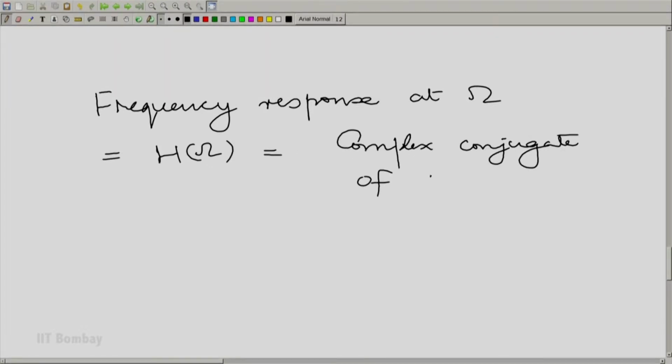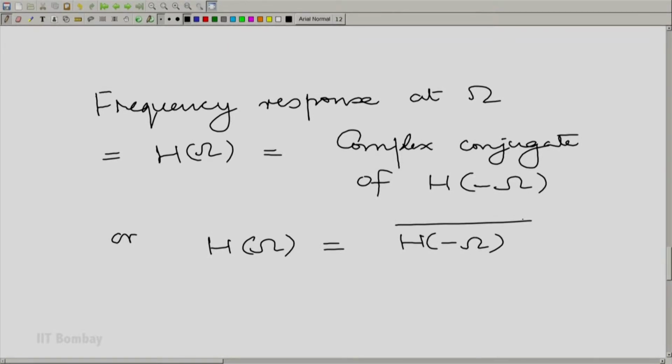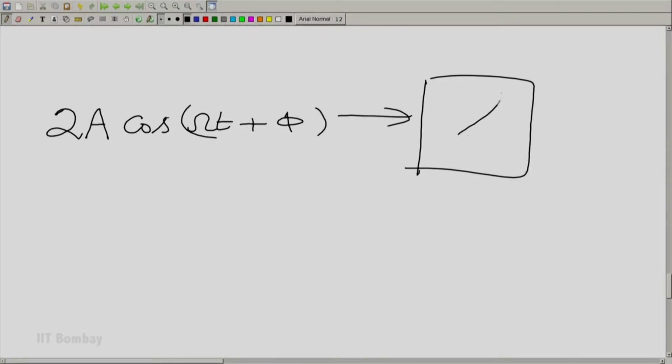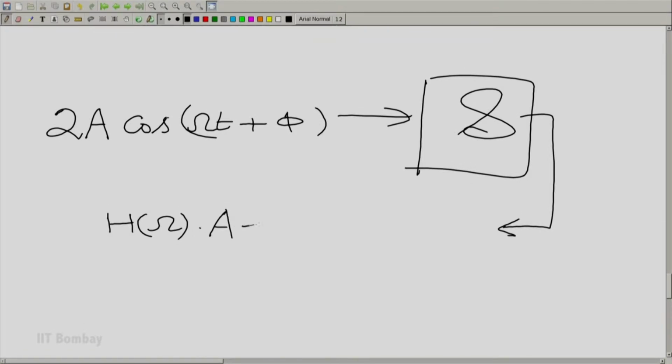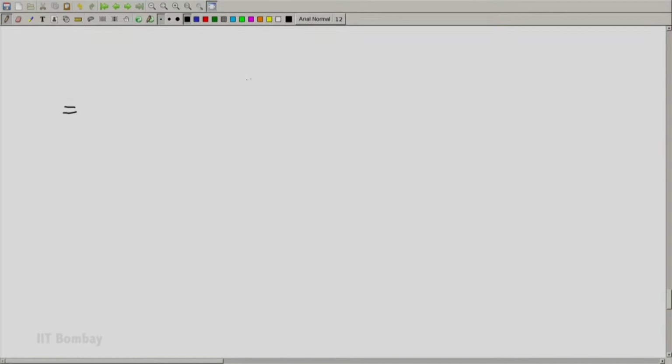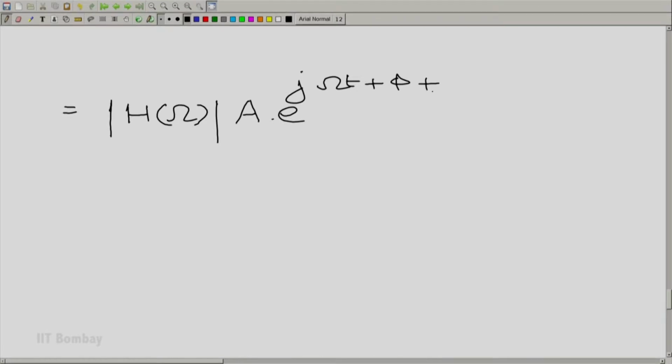So, let me write that down mathematically. Mathematically, H(omega) is H(minus omega) complex conjugate, and therefore, in total I could write down when 2a cos(omega t plus phi) goes into this system S, what comes out is H(omega) times a e raised to the power j(omega t plus phi) plus H(minus omega) times a e raised to the power minus j(omega t plus phi), and now you can aggregate them. This can be written as mod H(omega) a times e raised to the power j(omega t plus phi plus angle H(omega)).